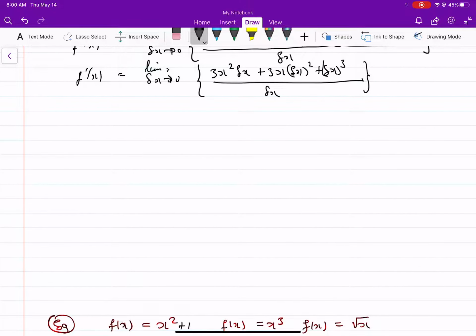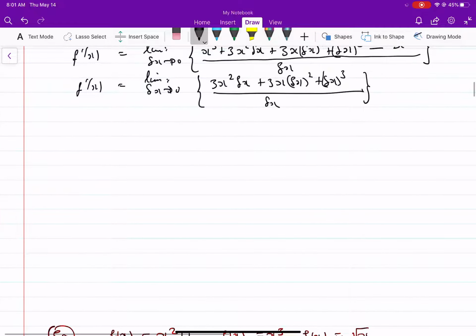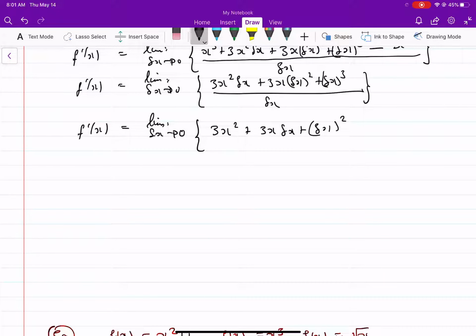If you think about it, all three terms in the numerator have a delta x. If I factor out that delta x, it's going to cancel the delta x in the denominator. So f prime of x will end up being the limit as delta x approaches 0 of what's left in my brackets if I factor out the delta x from the numerator and cancel it out with the delta x in the denominator. That would be 3x squared plus 3x delta x plus delta x all squared. And now I can plug in delta x equals 0. Every term that has a delta x, if I plug in 0 there, I'll get 0 for that term. So this becomes 3x squared.